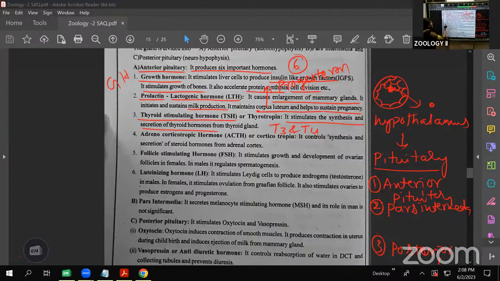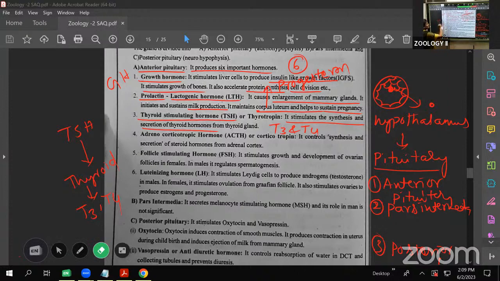For example, the TSH hormone is secreted by the pituitary and, through the circulation, enters the thyroid gland. The thyroid gland gets stimulated, and it releases the thyroid hormones, T3 and T4. This is the function of the thyroid stimulating hormone.